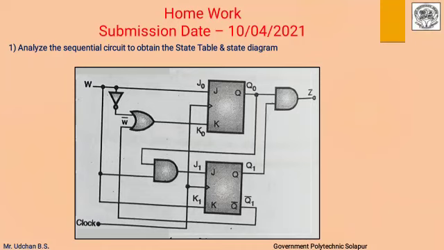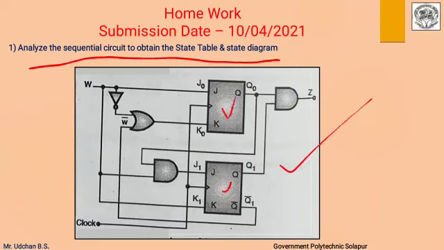So these are the homeworks. Here you have to analyze the sequential circuit to obtain the state table and state diagram. The diagram is given over here. Here a JK flip-flop is used as a memory element. From this you can write the characteristic equation and follow the same procedure.